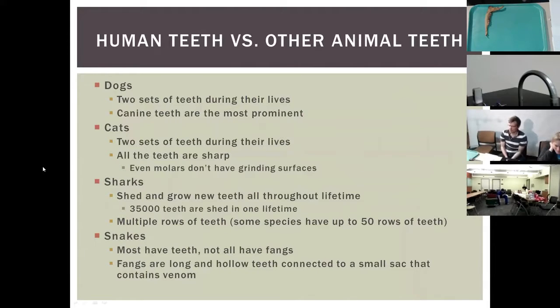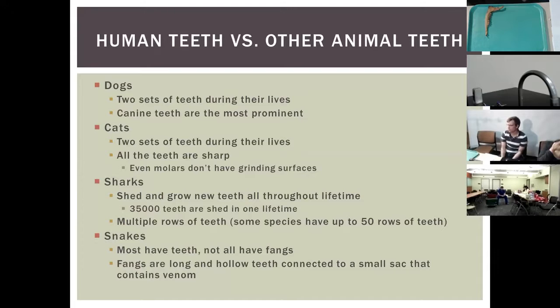Now, teeth can tell you a lot about particular animals, and what they eat and their diet and how they act. And so I just wanted to go through and compare just a few animals. We just talked all about human teeth, but now we can talk about dogs and cats and some others. So dogs, like us, go through 2 sets of teeth during their life. Their canine teeth are the most prominent. I mean, that makes sense, right? Because dogs are canines, so their canine teeth are the most prominent teeth that they have.